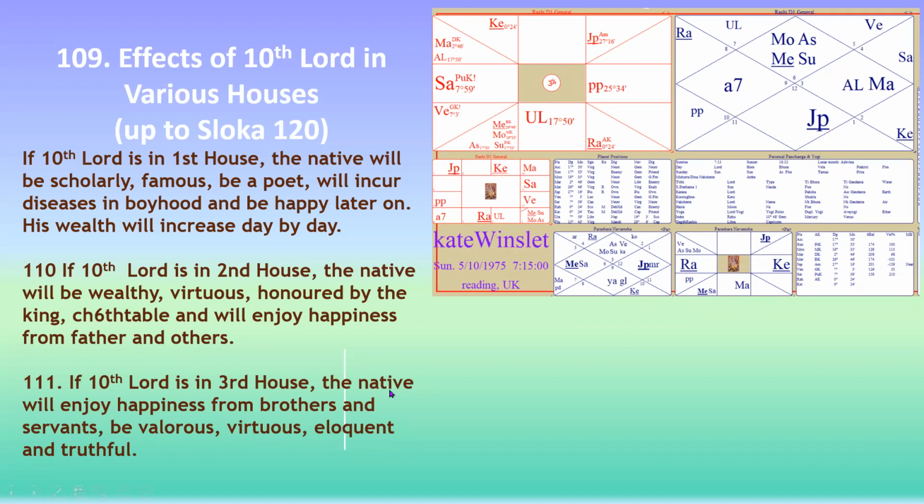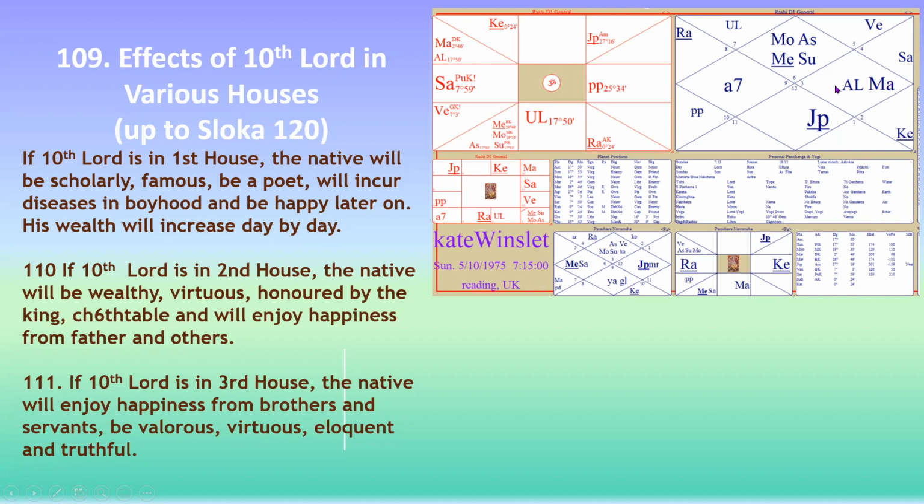I want to at least cover a part of it, for 2 minutes, because this is an extremely powerful yoga. If the 10th Lord is in the first house, that means it's in Lagna, the native will be scholarly, famous, be a poet, will incur diseases in boyhood, and be happy later on. His wealth will increase day by day.